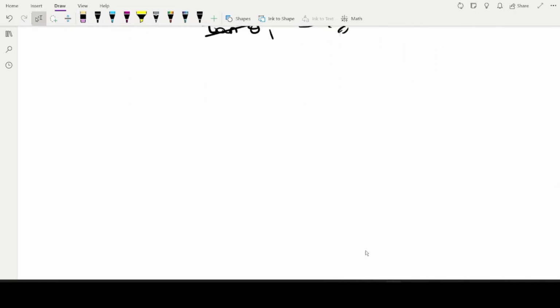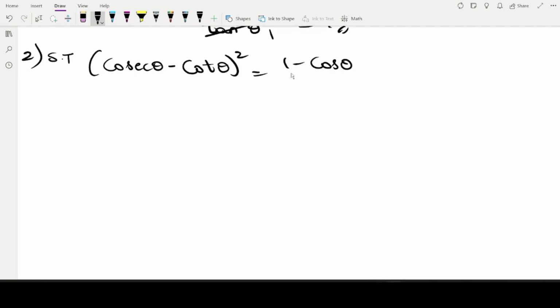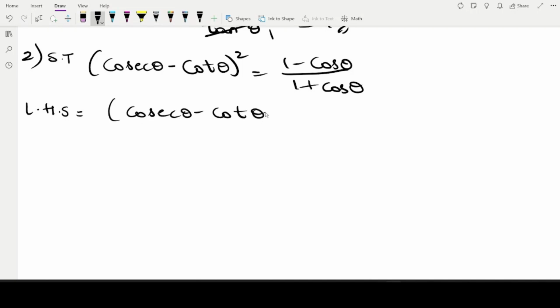Now let us start the second problem of the final exercise. Second question. Show that cosecant theta minus cot theta whole square equal to 1 minus cos theta divided by 1 plus cos theta. This is the one which is asked us to prove. So let me take the LHS part. So the LHS part is cosecant theta minus cot theta whole square.